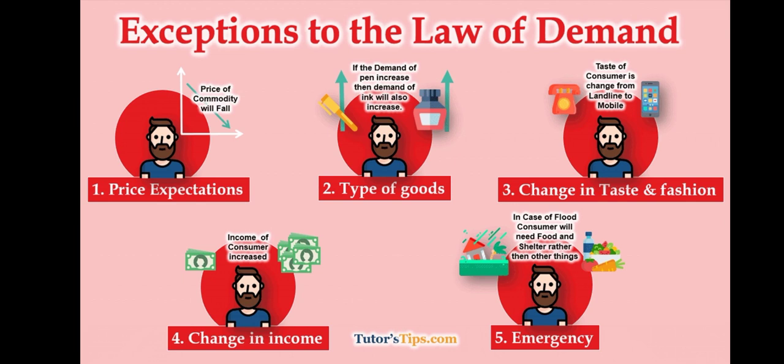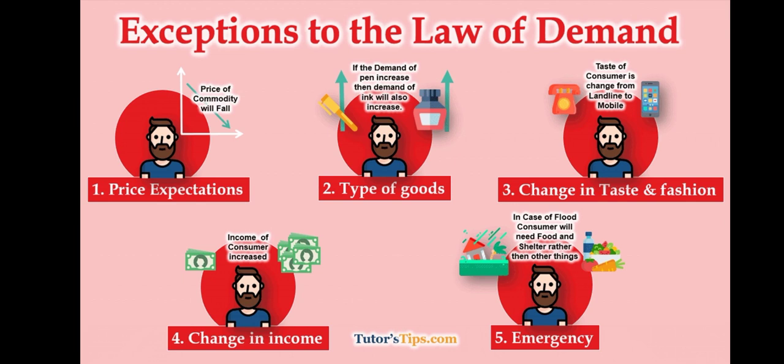Exceptions to the law of demand simply means the areas or situations where your law of demand does not work. And the law of demand, we all know, says that when the price of a commodity increases, the quantity demanded for that particular commodity will decrease, and vice versa. So what are the situations where this law of demand will not work? Basically we are discussing here five main types, although I'll be telling you one or two more.